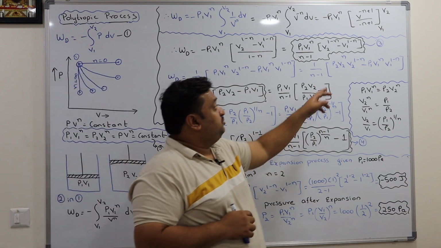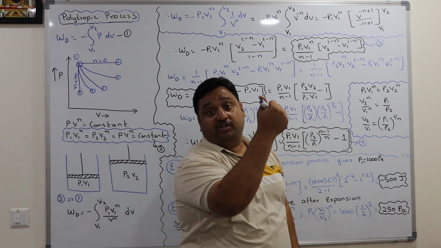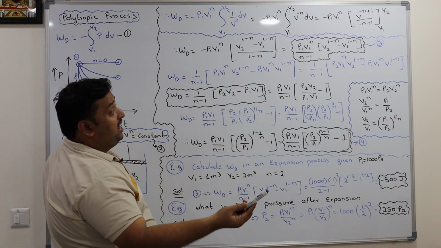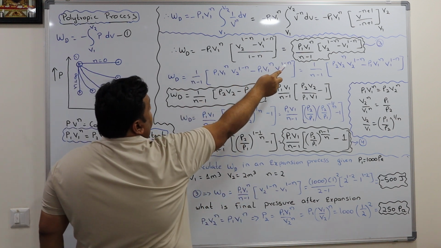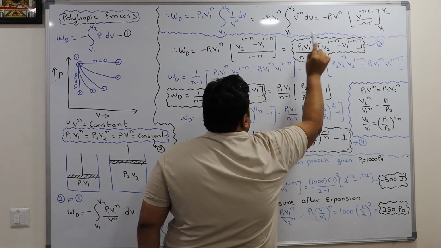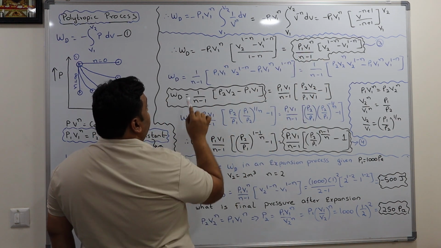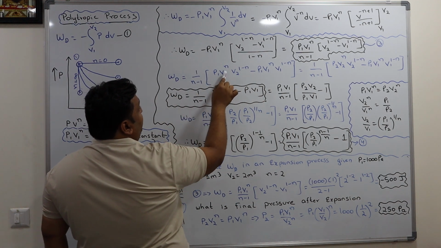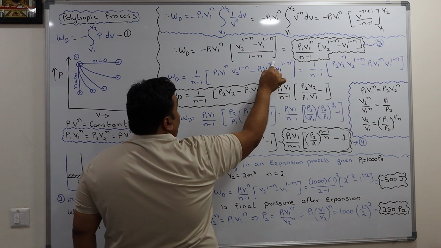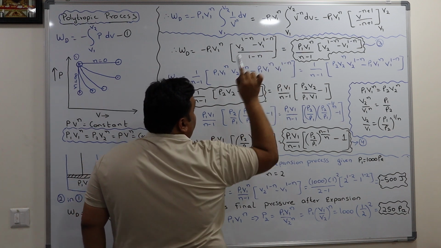Now let us switch the volume terms to pressure terms. Let us do some mathematics behind it. Take the same equation, P1 V1^n into V2^(1 minus n) minus P1 V1^n into V1^(1 minus n).